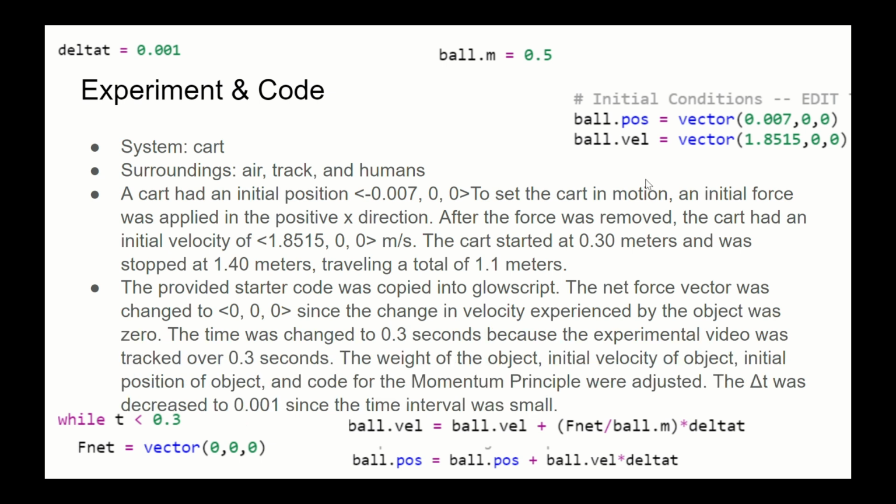The provided starter code was copied into GlowScript. The net force factor was changed to 0 for all 3 components since the change in velocity experienced by the object was 0. The time was changed to 0.3 seconds because that was the amount of time it was tracked for with the tracker function, and the weight of the object, initial velocity, initial position, and code for the momentum principle were adjusted. The momentum principle was edited to be more general, and the delta t was also decreased since the time interval was so small. And this decrease in time was just to help the model be as accurate as possible.